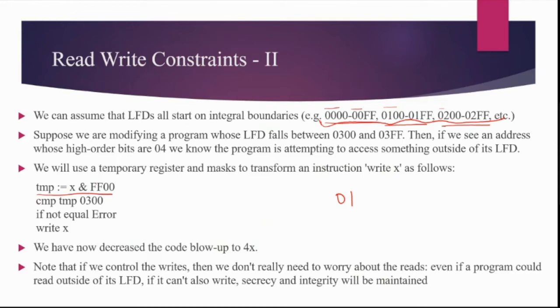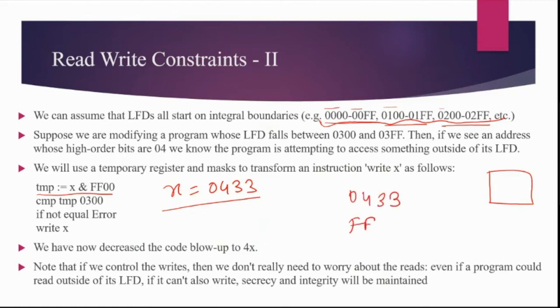Okay, and that too in this format. So what we will do, we have a temporary register. We have assumed the value of x is this, right? So what you can do is perform an AND operation between 0433 and FF00. Now, if you perform AND, it will give you the first two higher bits, that is 04.